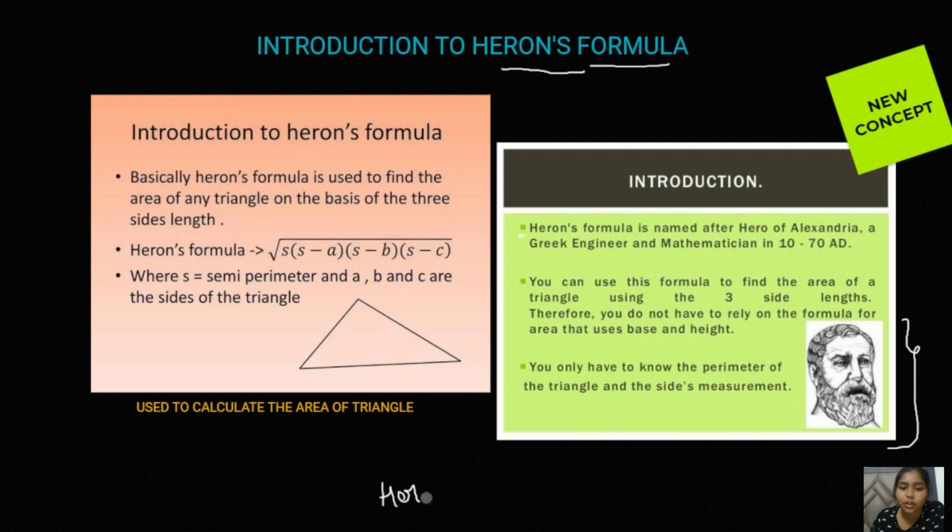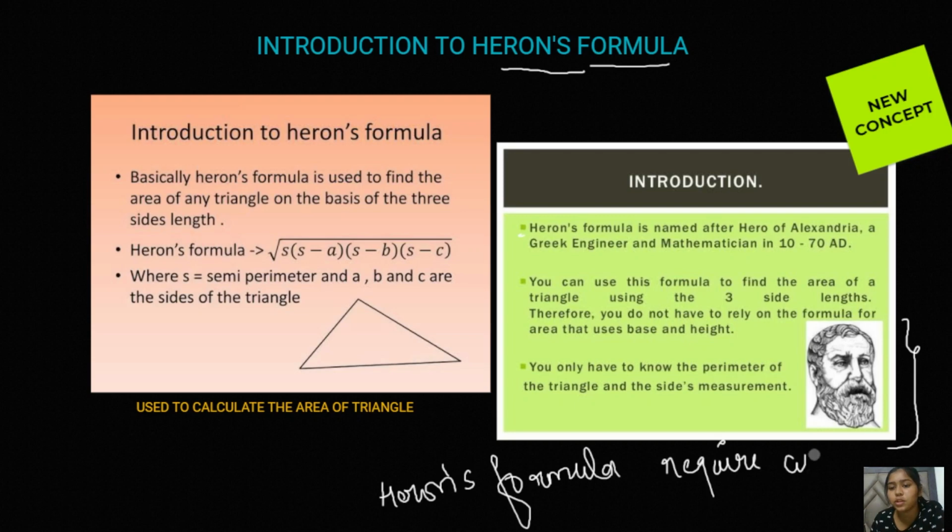Now you only have to know the perimeter of the triangle and side measurements. So what you get from this particular thing is Heron's Formula requires no base, no height, nothing. It just requires all the 3 sides and the perimeter. Obviously when the sides are given, then you can calculate the perimeter by just adding those sides. Right, now what is this Heron's Formula? Heron's Formula is used to find out the area of any triangle. Now I would like to explain to you.